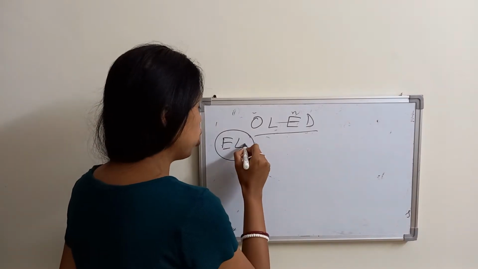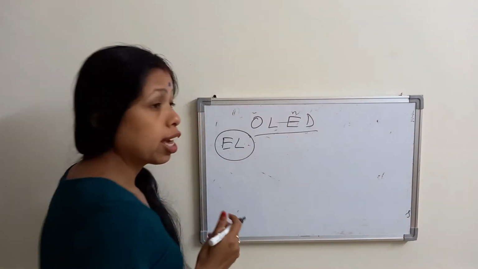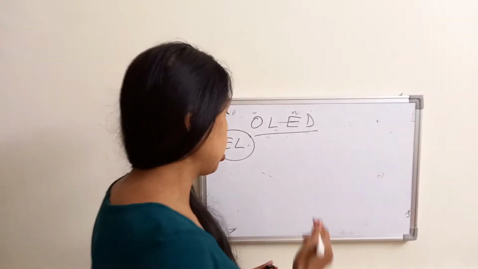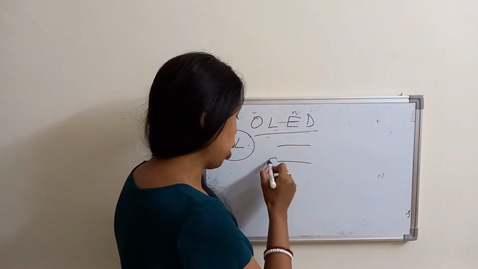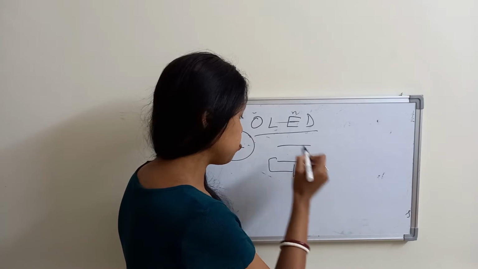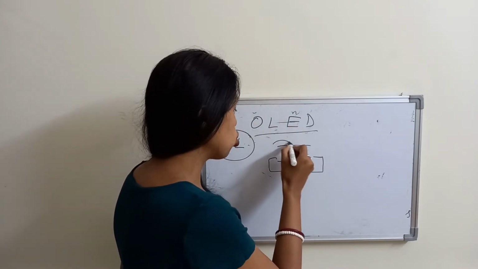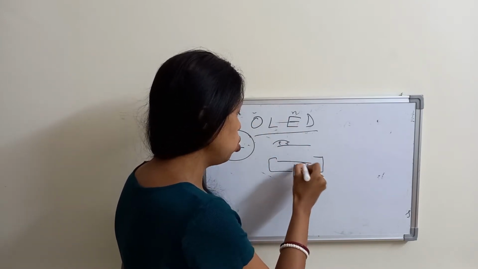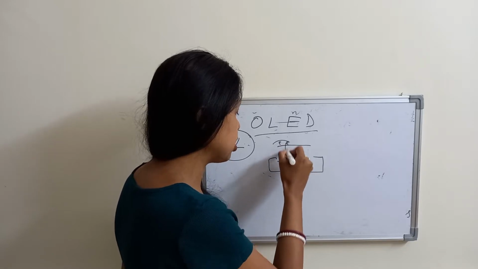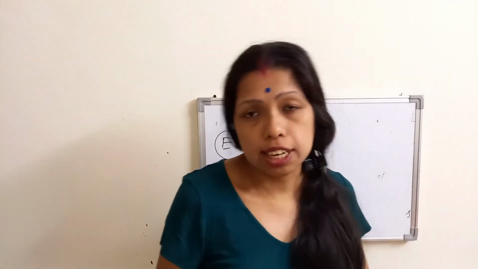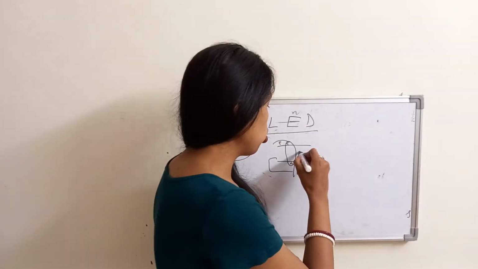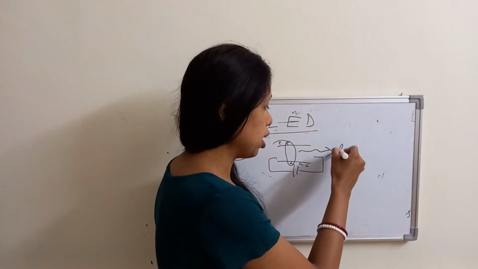First I will tell when the electroluminescence effect was discovered. What is the electroluminescence effect? In any device, if we apply some bias, the electron and hole are injected inside the device, and this electron and hole recombine with each other. Then we get a luminescence effect, that is, light.